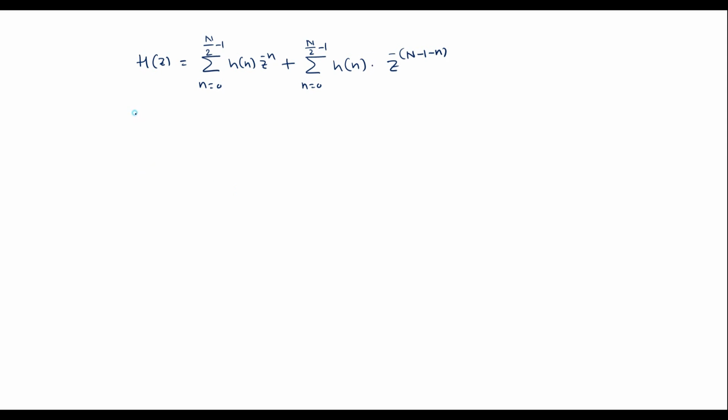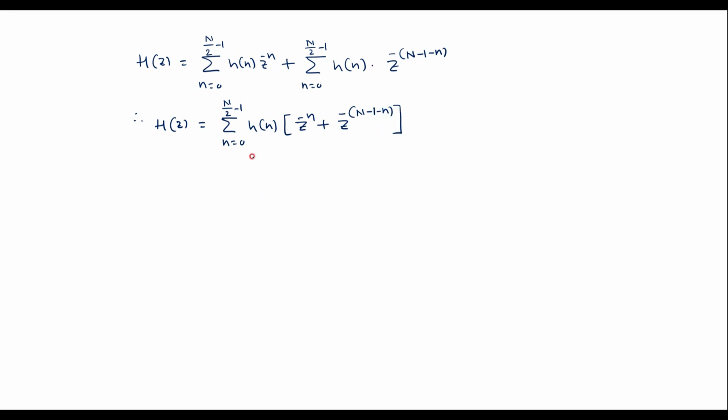So therefore I will rewrite this equation as H of z is equal to, here the summation is common, summation n is equal to 0 to N by 2 minus 1 h of n. So here this term and this term, the summation and h of n are common, I can represent the remaining term as z power minus n plus z power minus of N minus 1 minus n.